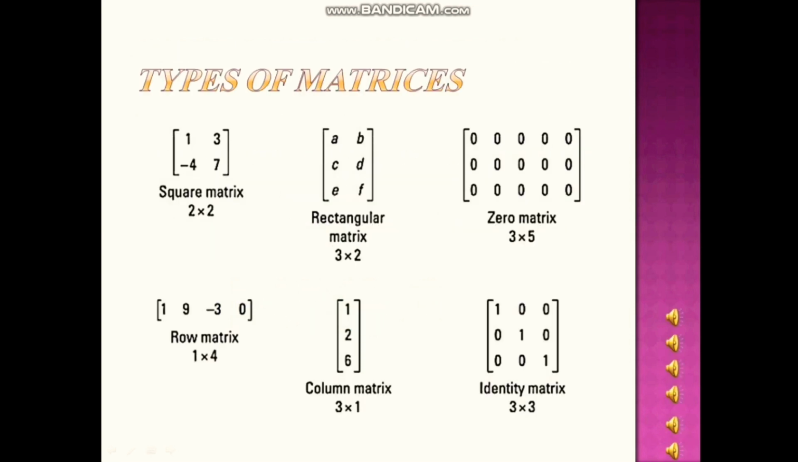Here we have types of matrices. Type number 1, we have square matrix. What's the meaning of square matrix? It means we have the same number of rows and columns. This one is a 2 by 2 matrix, meaning I have 2 rows and 2 columns. Sometimes we have 3 rows, 3 columns, 5 rows, 5 columns. So it should be the same number of rows and columns.